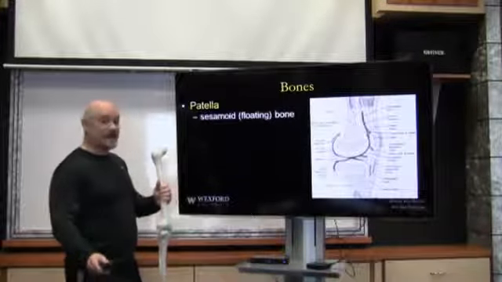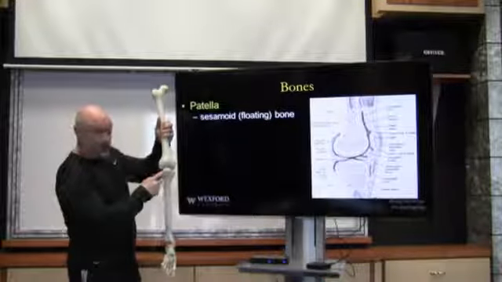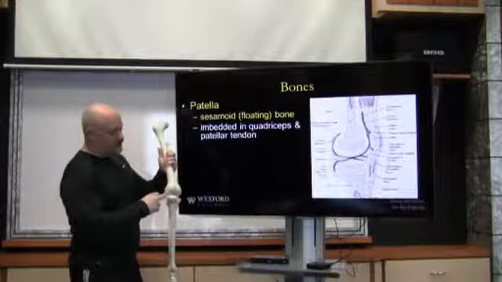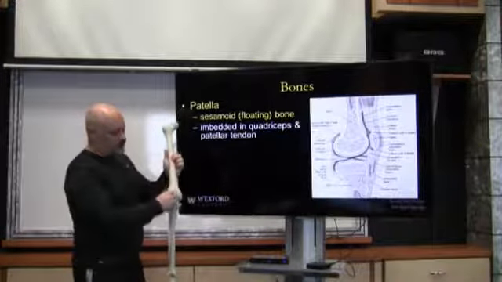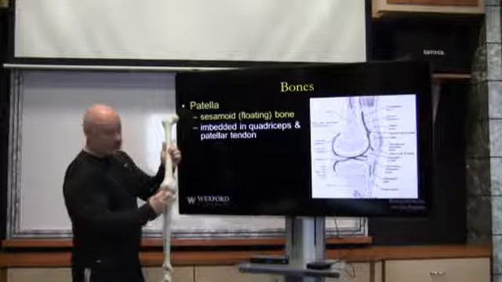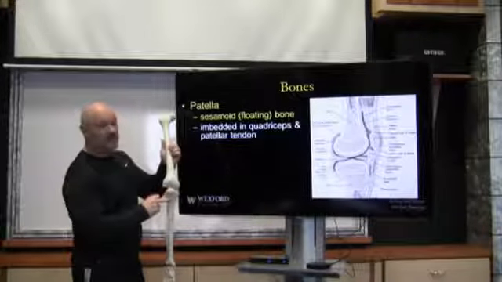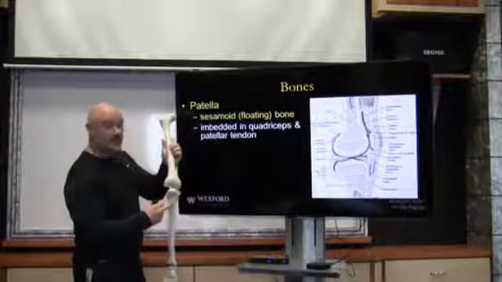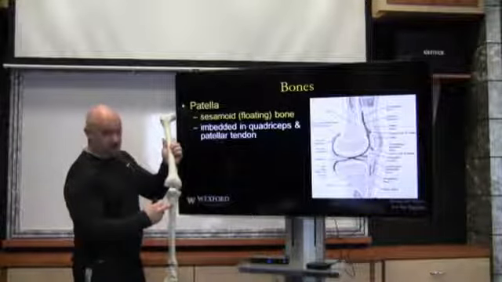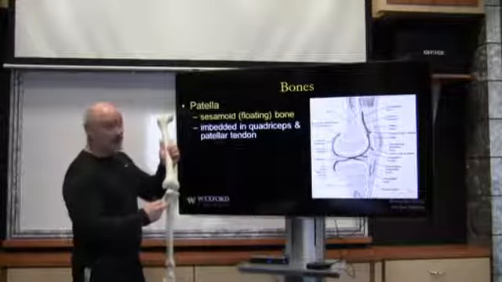Now the patella, the kneecap, it's a sesamoid bone or floating bone. You look here, it's right there. It's embedded in the quadriceps and the patellar tendon. So as the quadriceps all come down, they all have one tendon that attaches to the top of the patella. As we go across there, it becomes the patellar ligament and it attaches to the tibial tuberosity. That's where the quadricep muscles attach.